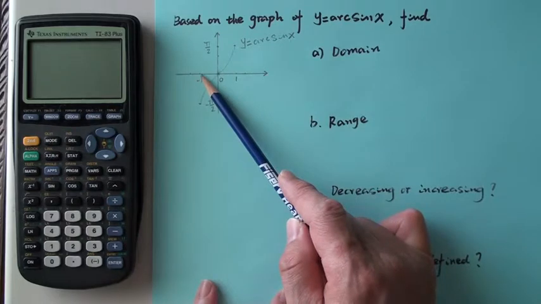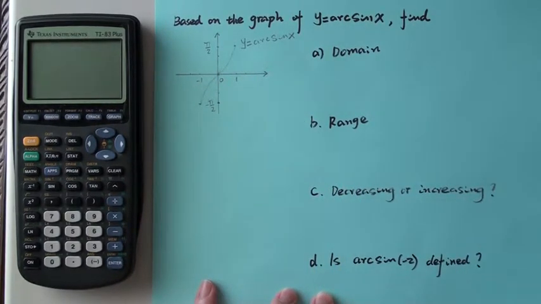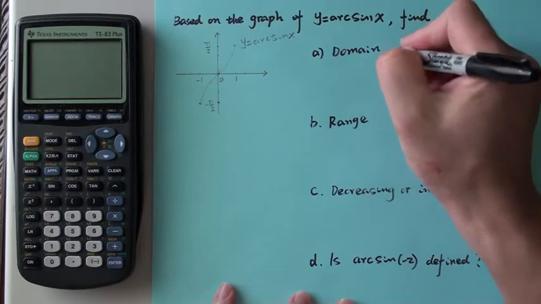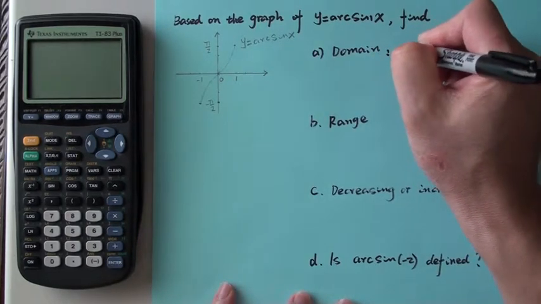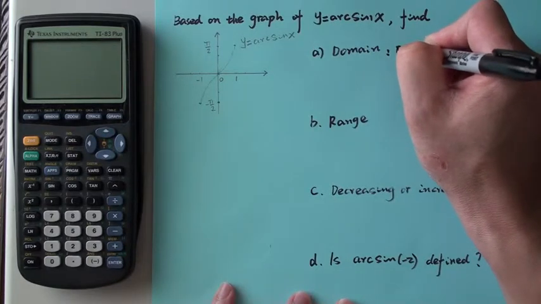You can clearly see that arcsine x is from -1 to +1. So what is the domain then? And we can immediately write the domain is from -1 to +1.